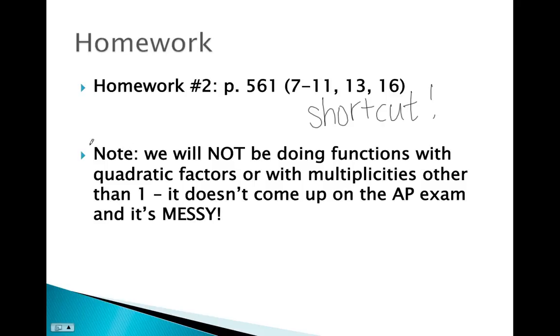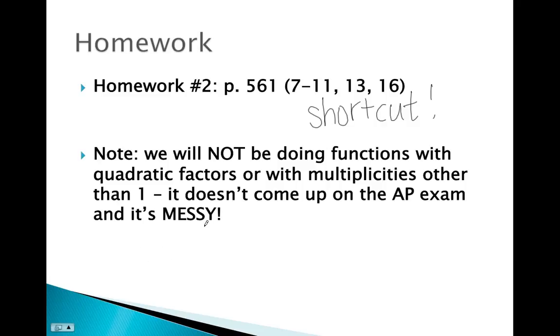As a side note, in case you're wondering, we are not going to be integrating expressions that have quadratic factors or that have multiplicities other than 1. If you don't know what those things mean, don't worry about it too much. Just understand that only these simpler cases are what come up on the AP exam, and these other situations are really very messy, and I don't want to get into them with you right now.